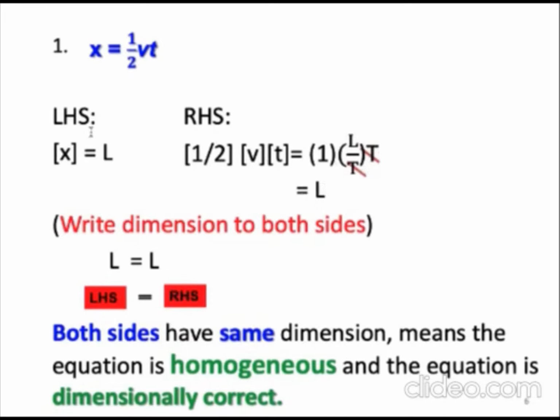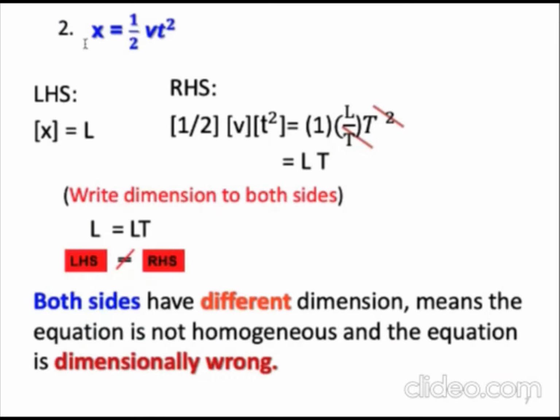So now the left-hand side is equal to the right-hand side, which is L. We write dimension to both sides, so L equal L, the left-hand side equal to the right-hand side. Both sides have the same dimension, which means the equation is homogeneous and the equation is dimensionally correct.